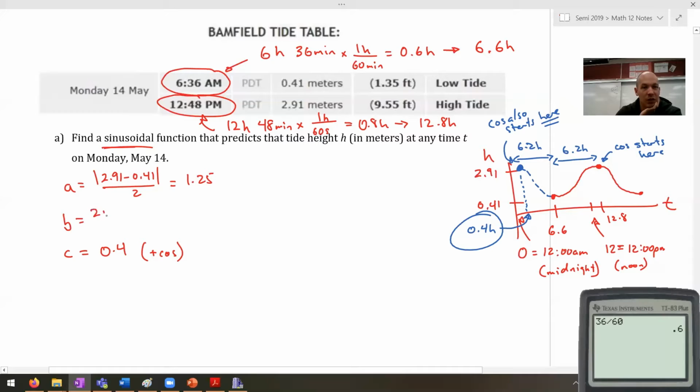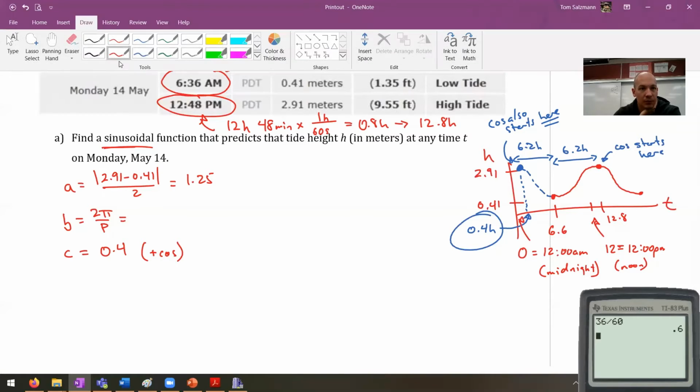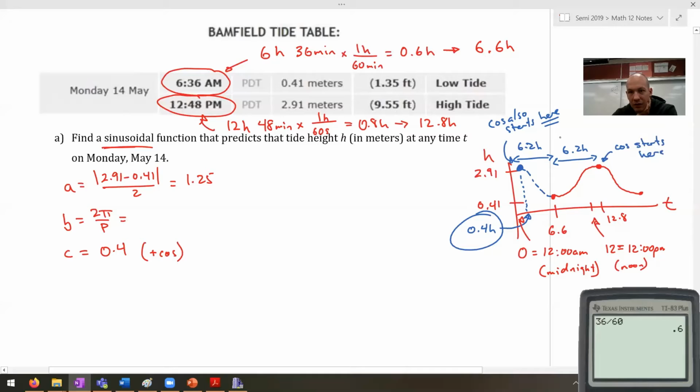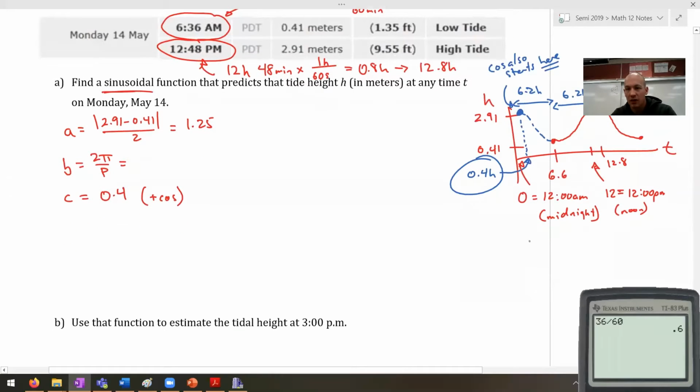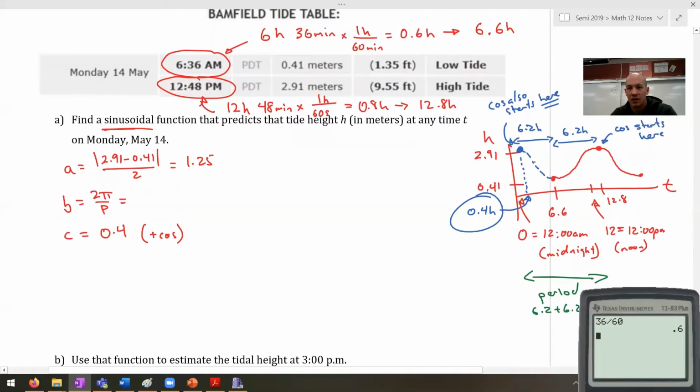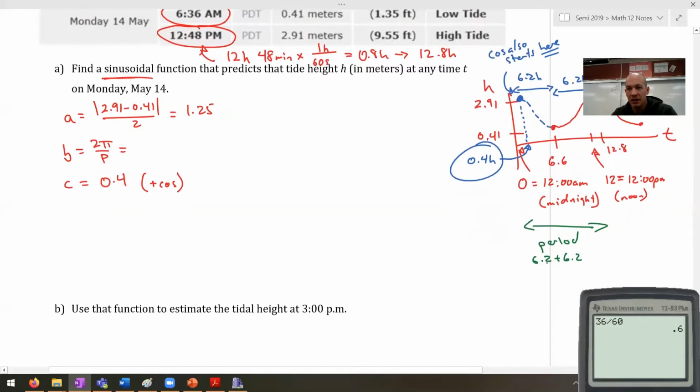B is equal to 2 pi over the period. Okay, so the period in total, to go from here all the way to here, I don't want to overcrowd my picture too much, but I will write that the period goes from here to here. We can see the period is equal to 6.2 plus 6.2. So from peak to peak, it's equal to 12.4. Okay, so that's important. So now we can go 2 pi over 12.4.